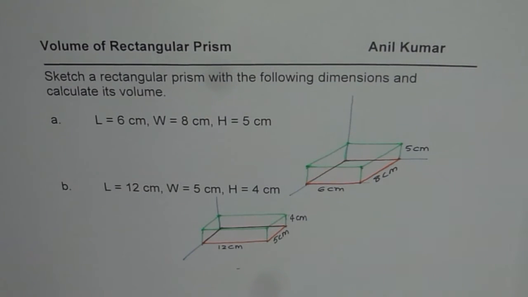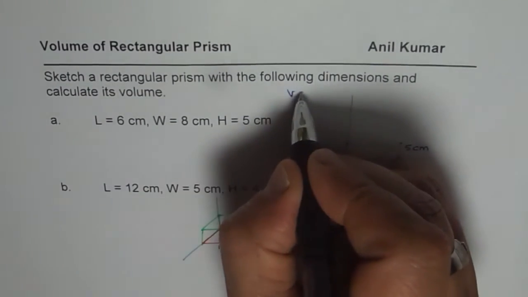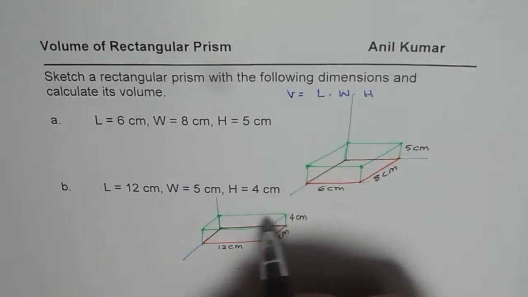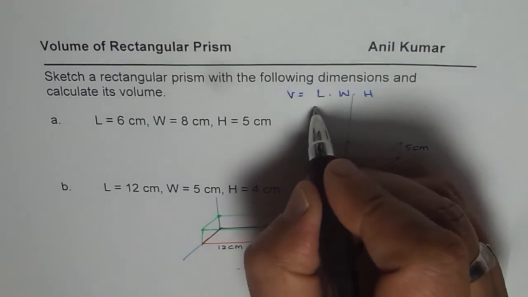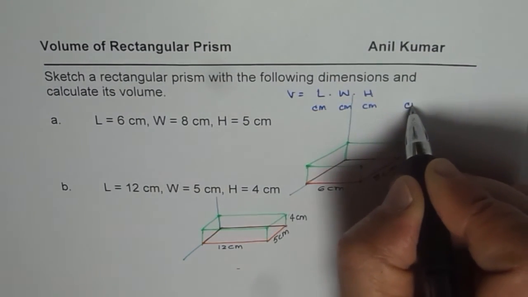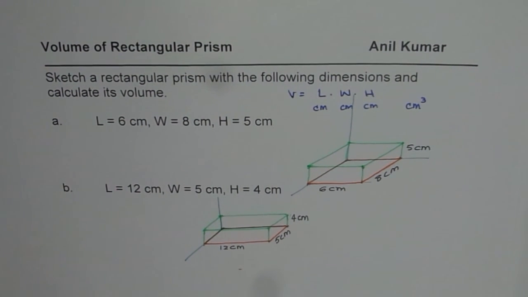Now the second part of this is calculating volume. You remember the formula for volume. Let me write it here. Volume equals length times width times height, and the units will be, in this case, centimeters, centimeters, centimeters, so it will be centimeter cube. Those are the units. You can use a calculator and find the volume.